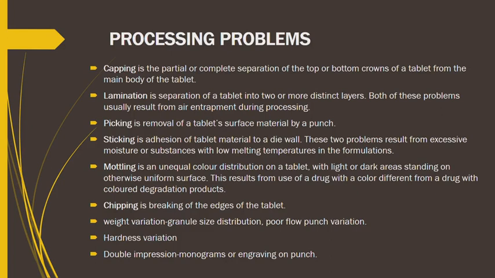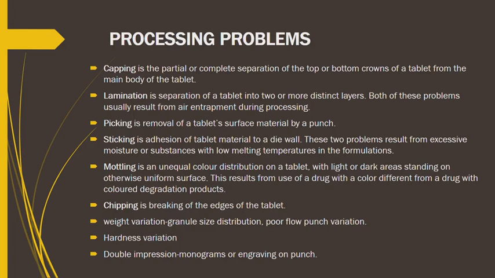Third is picking. Picking is removal of a tablet surface material by punch. So picking occurs when a portion of tablet is removed. It is a defect and mostly it occurs on the top surface of tablet. Next is sticking, the adhesion of tablet material to die wall. These two problems result from excessive moisture or substances with low melting temperature in the formulations. So sticking is a problem which causes sticking of tablet mixture to the wall of the mold or die during manufacturing. This is caused due to excess moisture or low melting substances in the formulation.